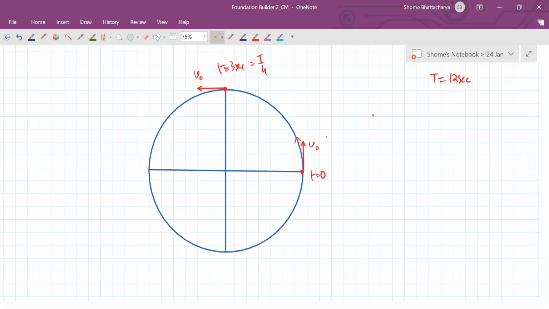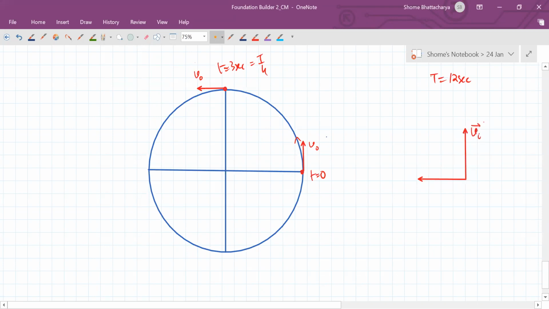Yes, very good, Harsh. That's correct. 10 root 2 will be the delta V, and just divide that by the time. So you got the average acceleration now. Right. So this is our vector diagram. This is our initial velocity at t equal to 0, and this is what the velocity is becoming after 3 seconds.